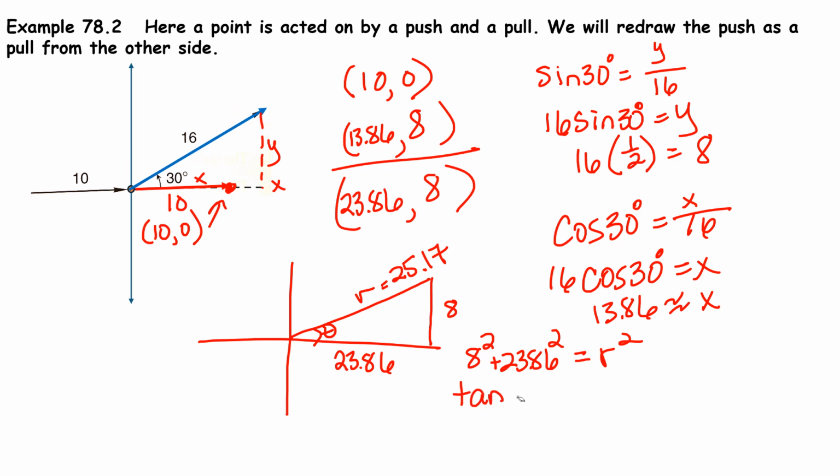So tangent theta is equal to opposite, which is 8, over adjacent, which is 23.86. Going to punch that into my calculator. 8 divided by 23.86, hit equals. And now I'm going to take the inverse tangent because I don't know what theta is, so I can't take the tangent of it. So inverse tangent, and that's going to give me that theta is about 18.54 degrees.